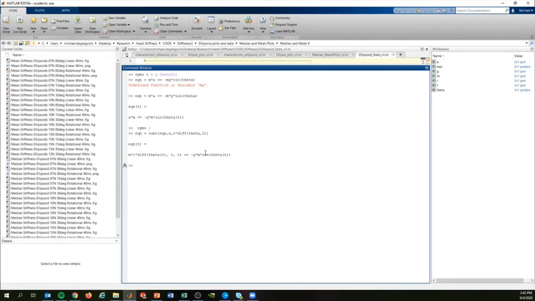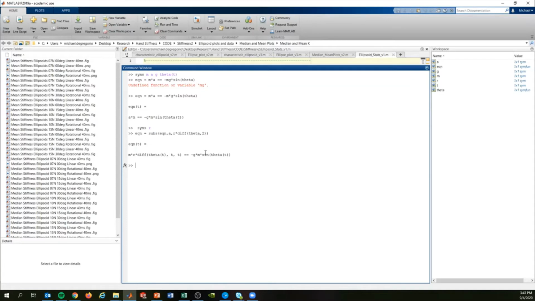We get something that looks like this, right? Where that diff theta of t, comma t, that's our second derivative of theta of t with respect to t. So what did that do? That just substituted in our acceleration with r times the second derivative of theta with respect to time.